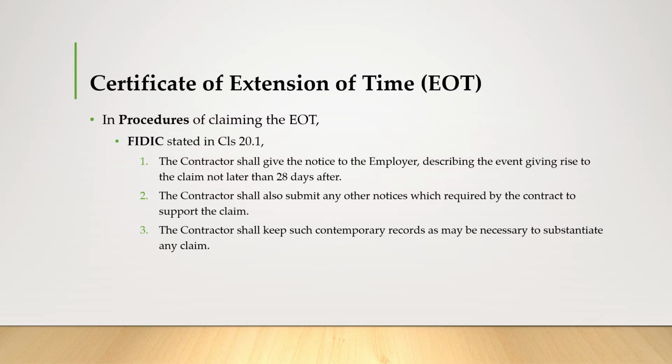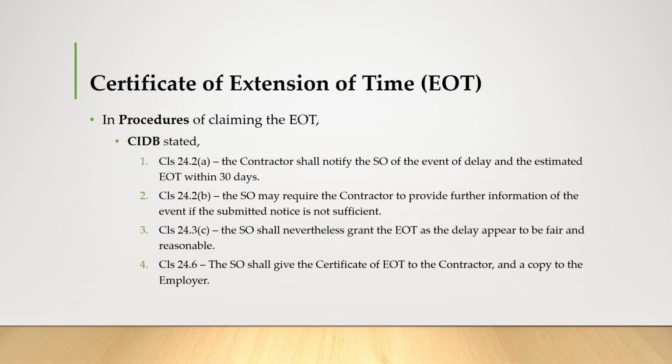The procedures in CIDB are stated in different clauses. The first is clause 24.2a: the contractor shall notify the SO of the event of delay and the estimated EOT within 30 days. Secondly, in clause 24.2b, the SO may require the contractor to provide further information on the event if the submitted notice is not sufficient.